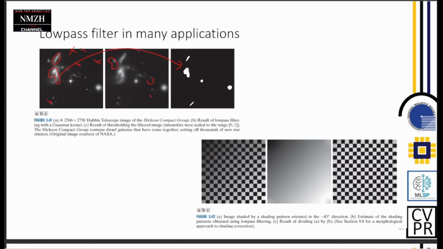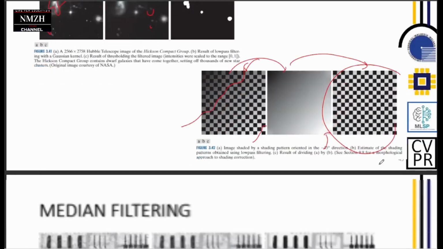The other application is removing the shading in patterned images. Okay, so we can see over here the patterning, plus the shading over here and over here, right? Similar to this one. After we use the low pass filtering, we can remove the shading and we have this as a result.